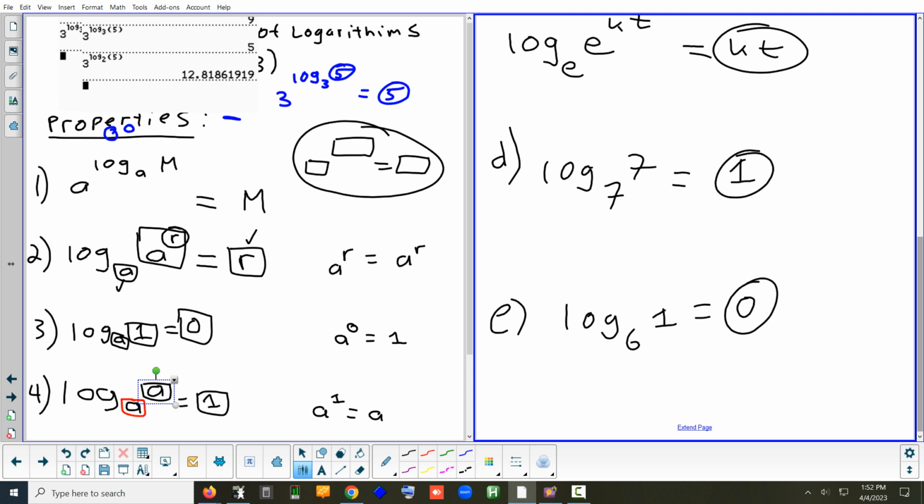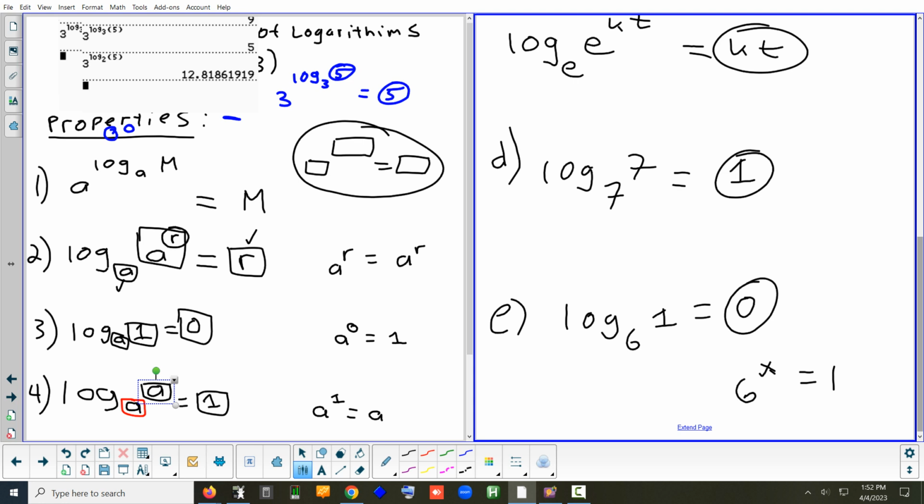Because you're basically asking the question, 6 to what power is going to give you the number 1? Well, the only thing you can raise 6 to get a 1 is 0. Anything to the 0 power is 1. Okay. So any questions on those properties?